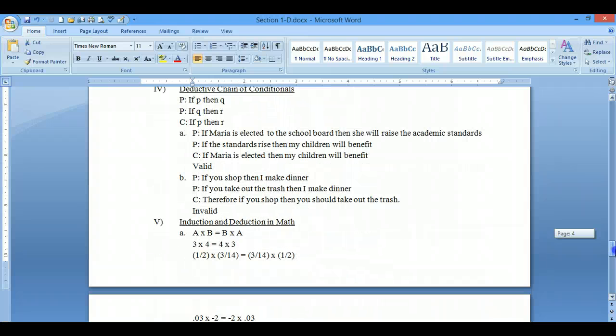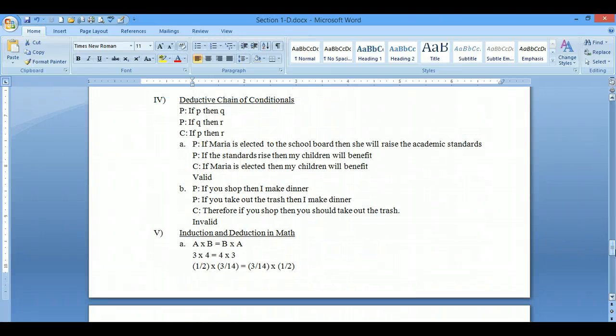Let's go to the next one, deductive chain of conditionals. So I have a premise, conclusion, and I'm using several conditional statements. The first one is if P then Q. The second, if Q then R. Conclusion, I have made a chain from P to Q to R, so the conclusion is if P then R.